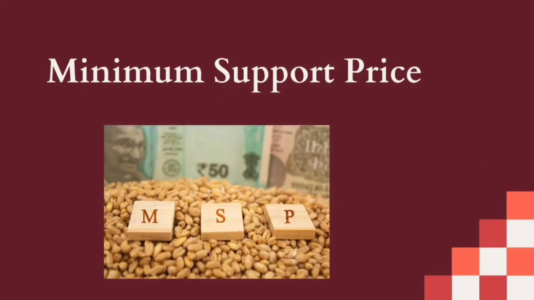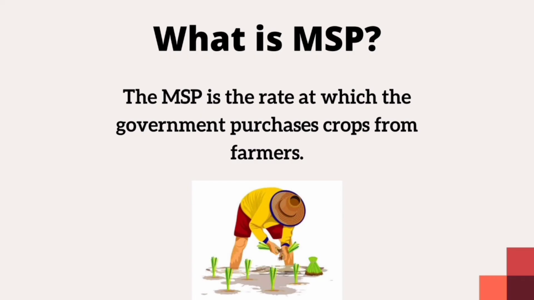Hello friends, in this video we will be learning about what is minimum support price, its importance, and some issues faced by minimum support price. So what is minimum support price or MSP? The MSP is the rate at which the government purchases crops from farmers. MSP is the minimum price for any crop that the government considers as remunerative for farmers and hence deserving of support.